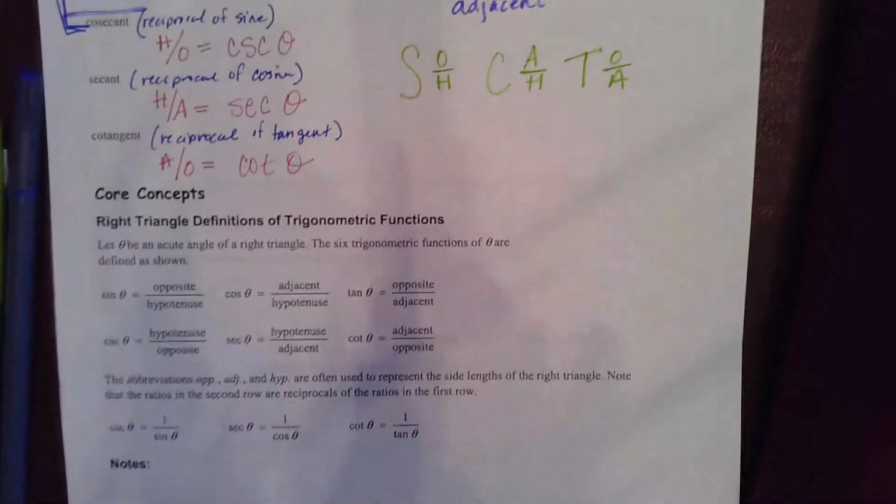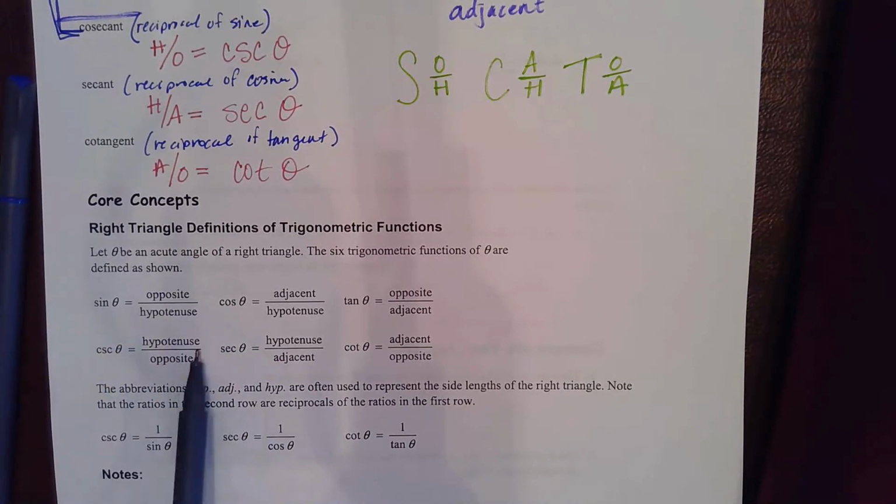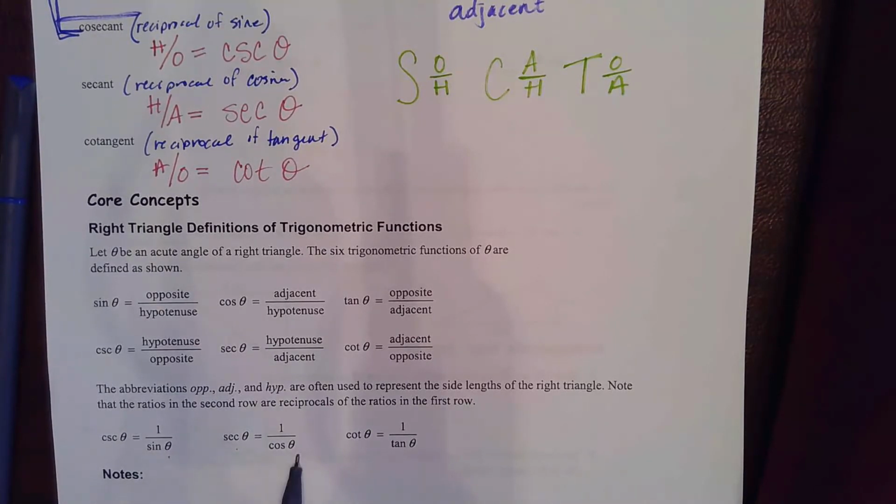Down here you will see it written out in words, like sine is opposite over hypotenuse, cosecant is hypotenuse over opposite. You will also see the abbreviations, like cosecant is the reciprocal of sine, secant's the reciprocal of cosine, and cotangent is the reciprocal of tangent. So again, I want to strongly recommend that we know those angles, right? So we know those particular problems.